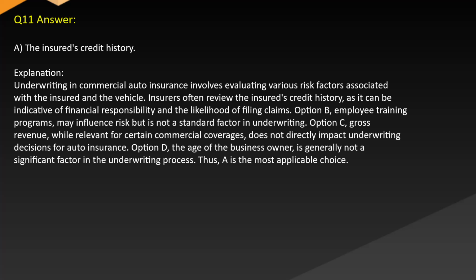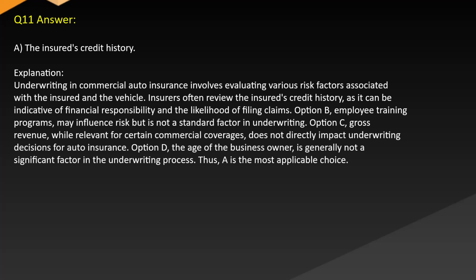Answer A. The insured's credit history. Explanation: Underwriting in commercial auto insurance involves evaluating various risk factors associated with the insured and the vehicle. Insurers often review the insured's credit history, as it can be indicative of financial responsibility and the likelihood of filing claims. Option B. Employee training programs may influence risk but is not a standard factor in underwriting.